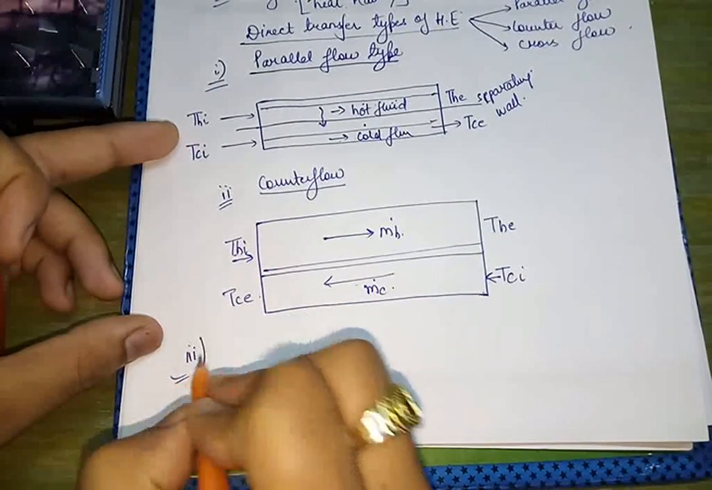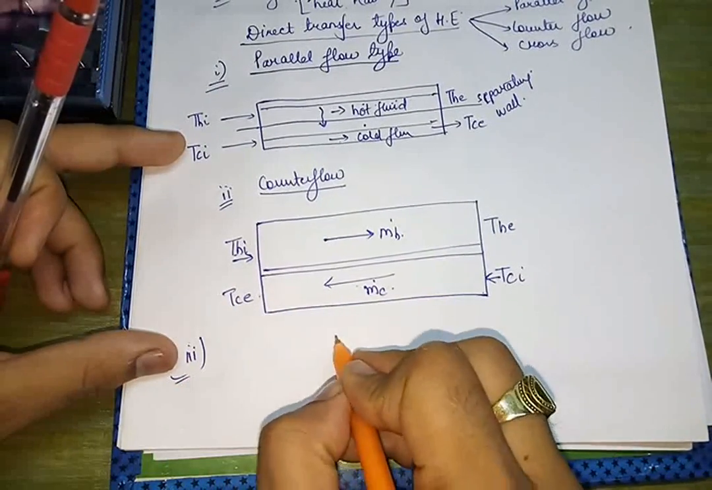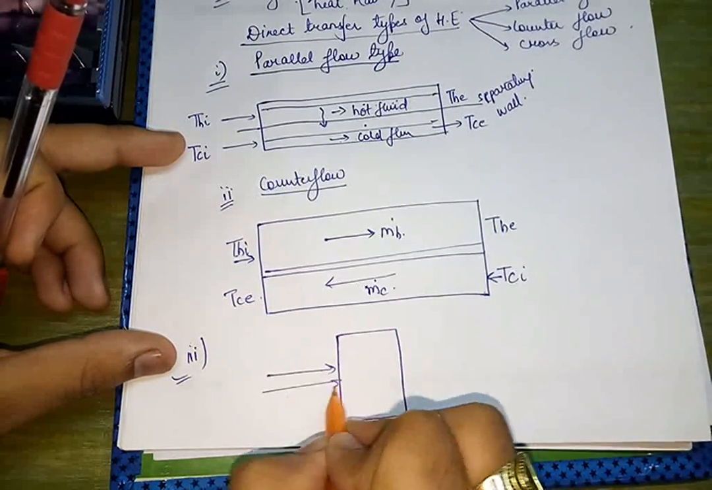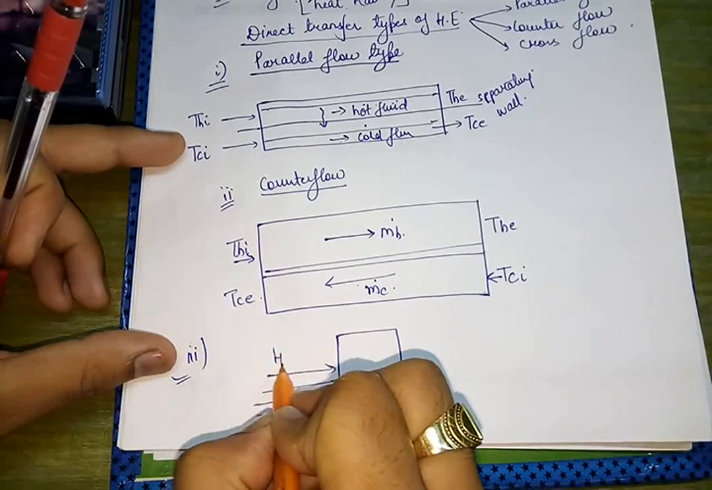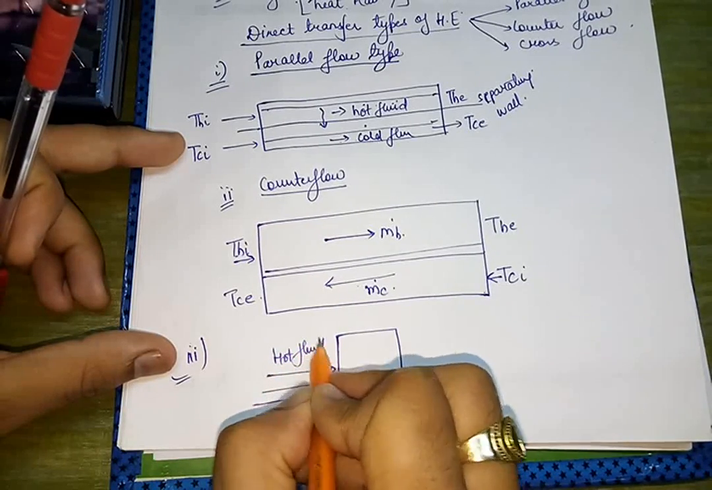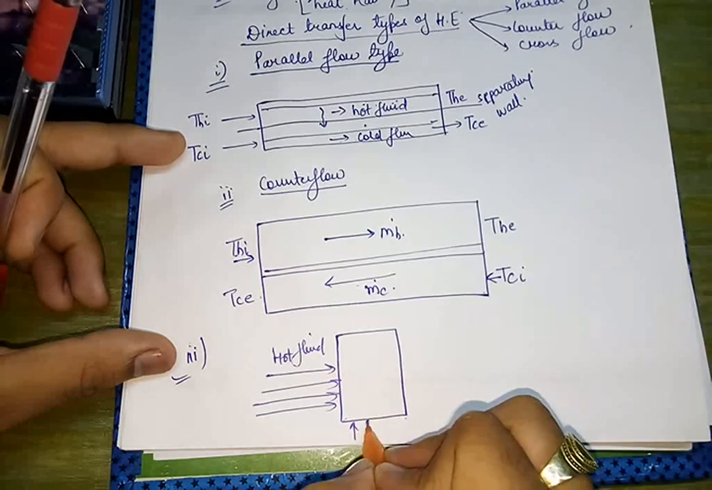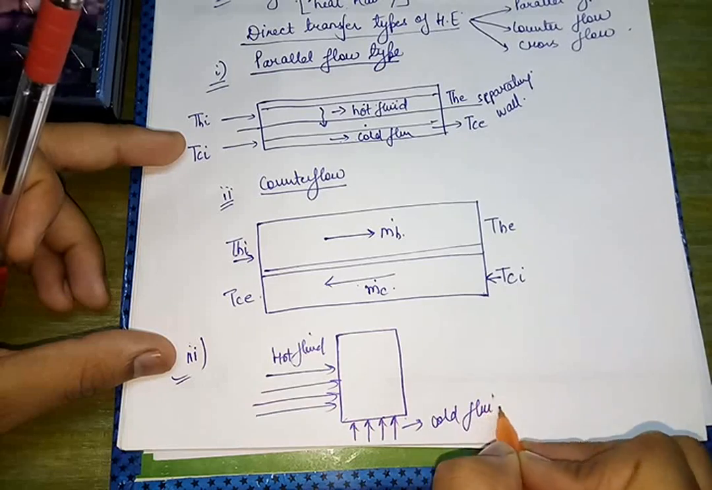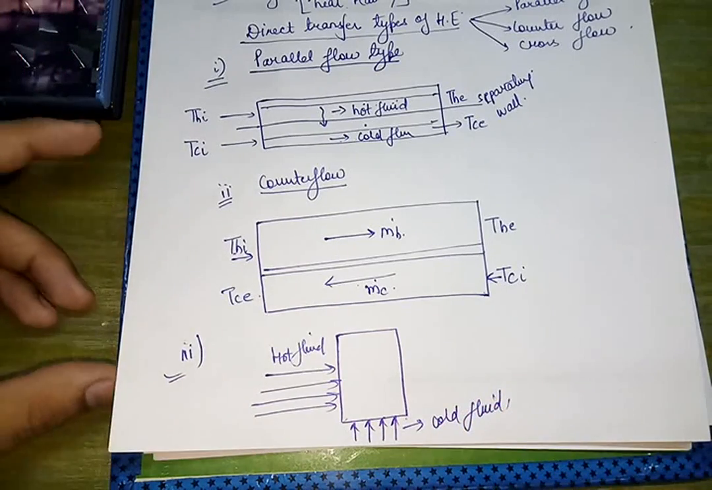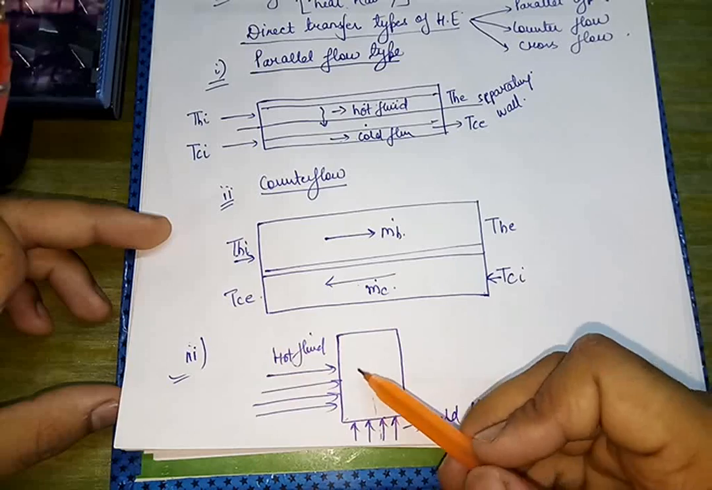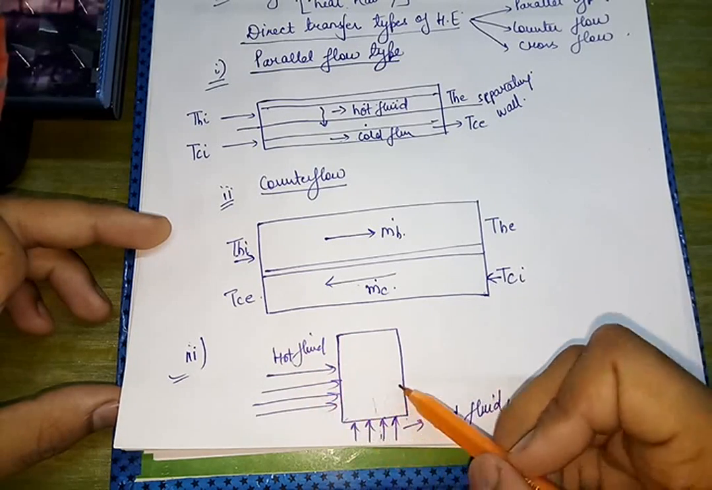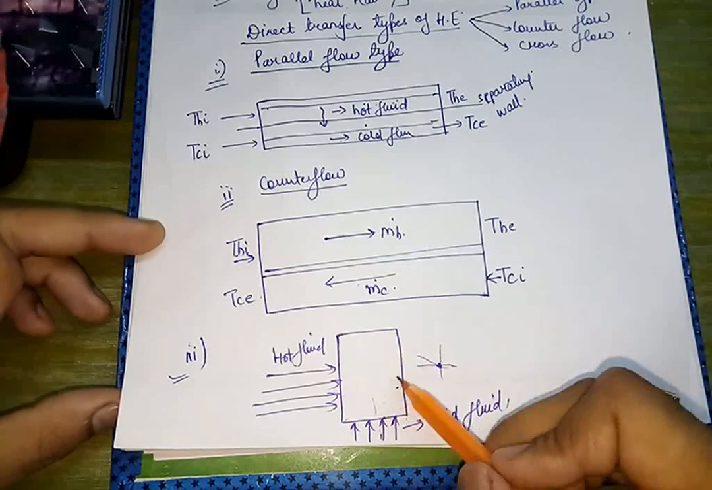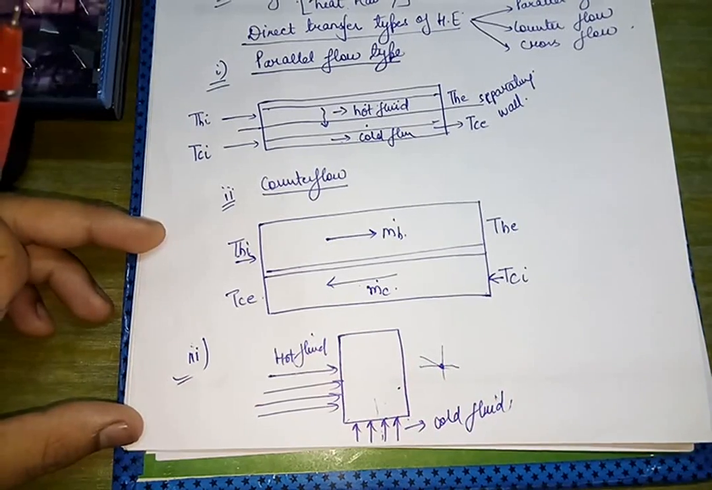Now third case, that is cross flow. Cross flow is nothing but, say the direction of hot fluid is like this. This is hot fluid, and the direction of the cold fluid will be like this. This is the cold fluid. So this is a cross type of heat exchanger, that is cold fluid is getting into it and the hot fluid is getting into it from this direction, therefore making a cross. So this is actually a cross type of heat exchanger.